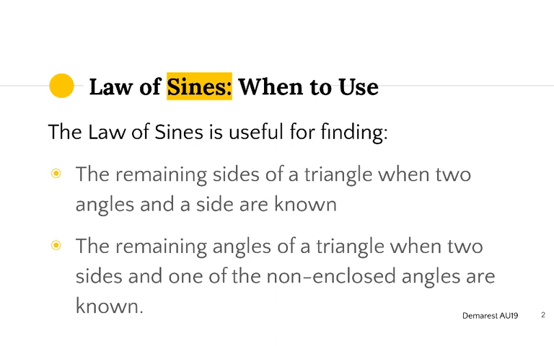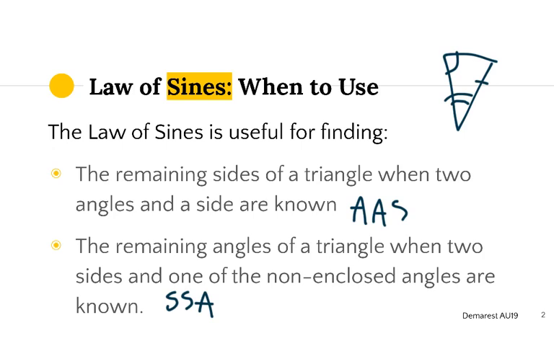It's not like any non-right triangle you're given, you're just going to be able to use law of sines, right? The times we can use it is when we know at least two angles and a side. I like to refer to that as angle, angle, side. Or when we know two sides and the non-enclosed angle. So that's going to be side, side, angle, or angle, side, side. Angle, angle, side would just be if we know this angle, and we know a side, right?